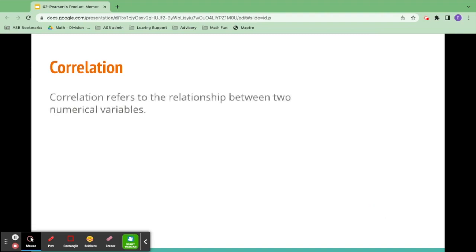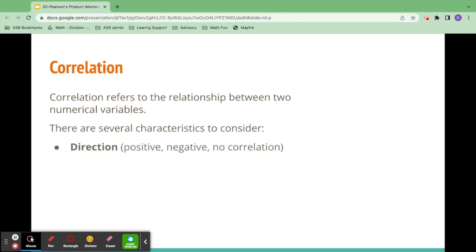So correlation refers to the relationship between our two variables. Now our variables will always be numerical. There's always going to be some numbers. So we're going to talk about this relationship, this correlation between them. There are several specific characteristics that are really important for us to consider. The first one is our direction: positive, negative, or no correlation. So we're going to talk about what it means to have a positive correlation when we're increasing together and a negative correlation when we're decreasing together. We're going to talk about the strength of the correlation. Is it a perfect correlation or is it a moderate correlation?